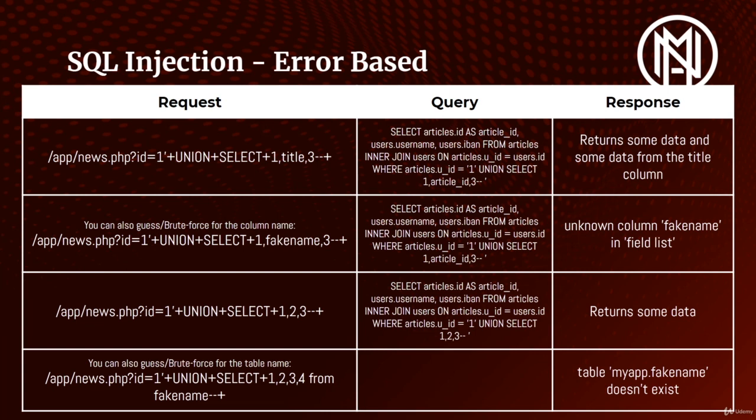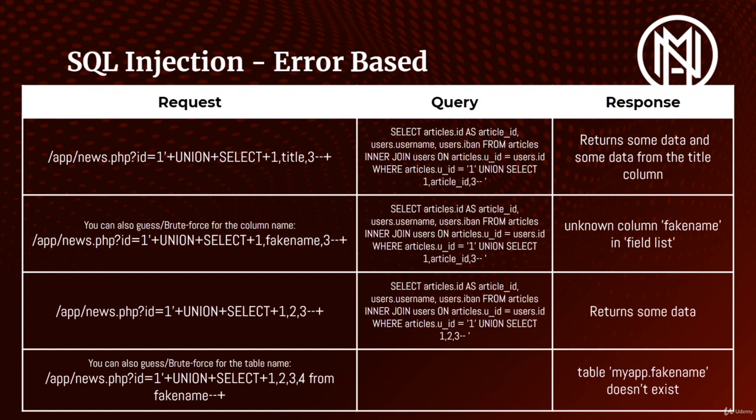Again, when it comes down to hacking, context matters. So in this case, because we know that we're looking at the articles table, we want to guess things that are related to an article, like a title, the body, ID, and so on. So in this case, we're going to guess for the title. We're going to say, hey, I want you to fetch 1, title, and 3. If that column exists, we're going to get some data coming back from the website, which in the second line, you can see we're giving it a fake name.